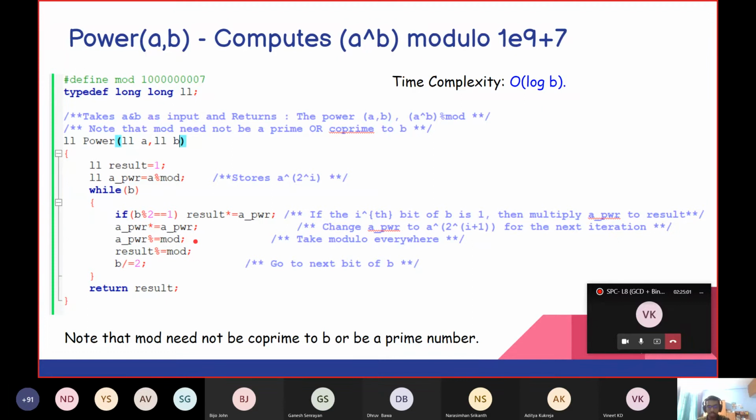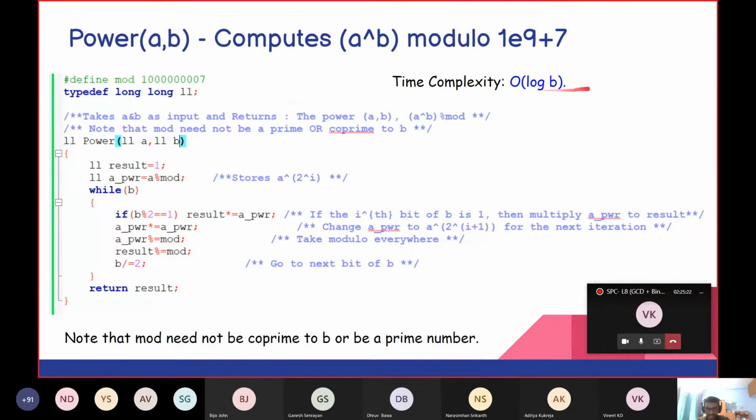If my answer consists only of products, whenever I multiply a number, I will multiply that number percentage mod instead of multiplying that number itself. So I will take mod here, I will take mod here, and I will go to the next bit of B, and then I will return result. After multiplying, I'm taking percentage with respect to mod, so my result is ensured to be less than mod, and then I'm returning result.